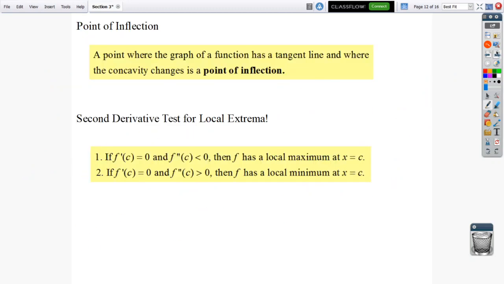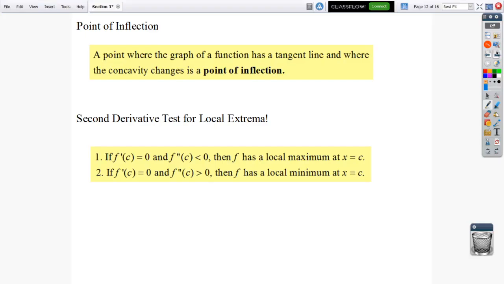Okay, there's all the work. And now I'm going to officially say what a point of inflection is. A point where the graph of a function has a tangent line and where the concavity changes is a point of inflection. All right? Point of inflection is where the concavity changes. It's not guaranteed that where y double prime is equal to 0 that you have a point of inflection, but it's possible. So you do have to test using that y double prime number line.